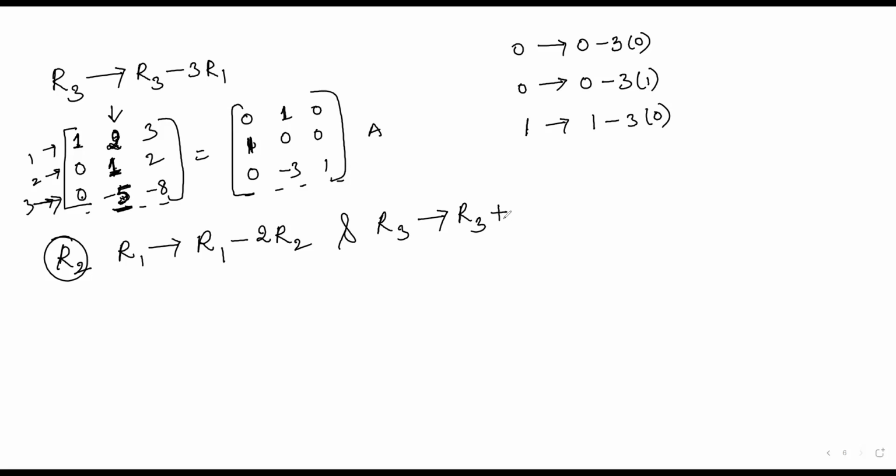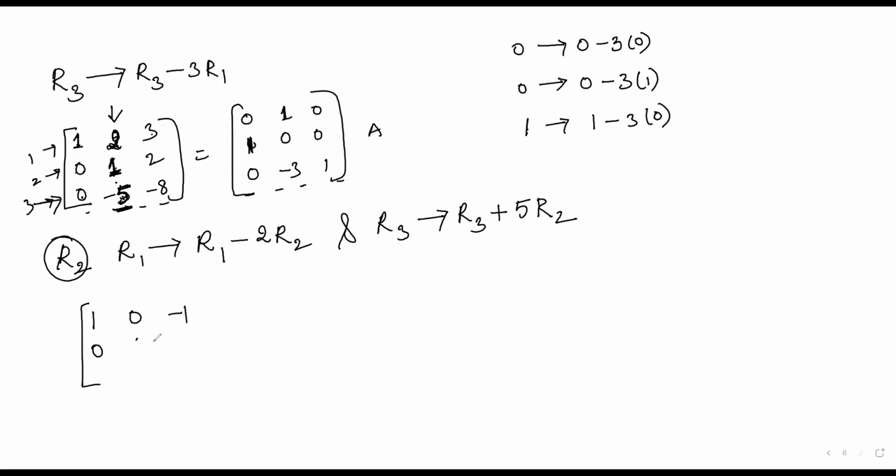R3 plus 5 times R2. ये करना है. So R1 is changing. 1 minus 2 times 0, 1. 2 minus 2 times 1, 0. 3 minus 2 times 2, 3 minus 4 is minus 1.